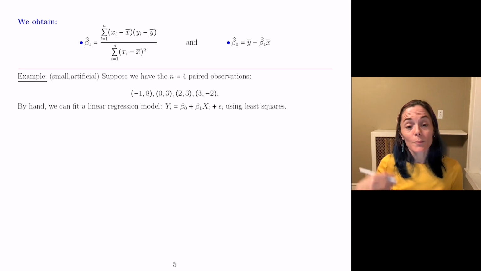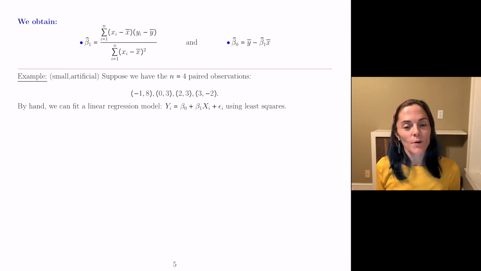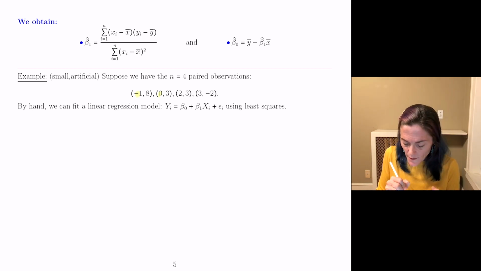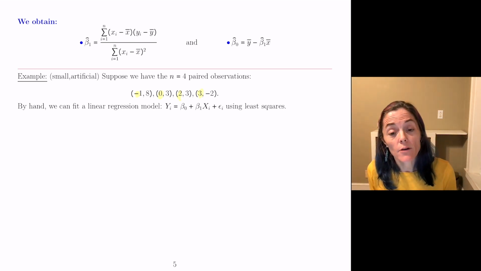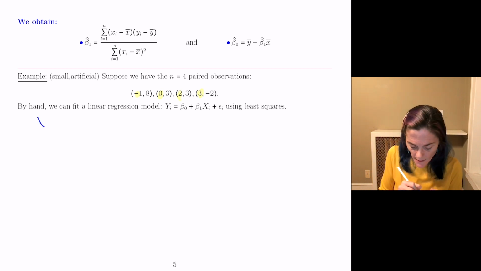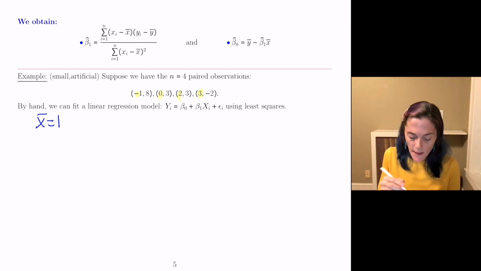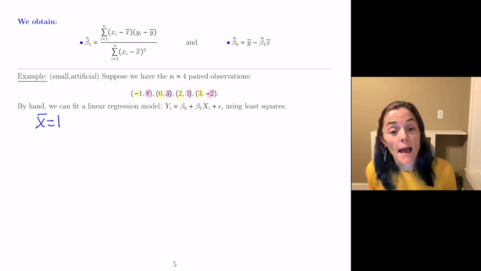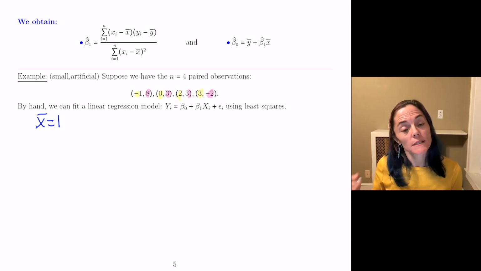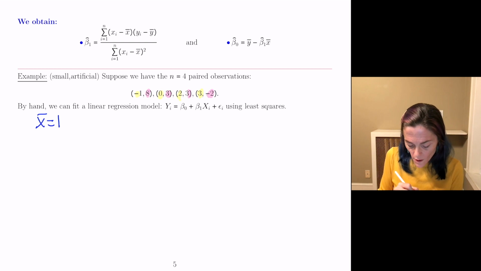So I'd like to, by hand, do a very small artificial example, and we can make some sense of the calculations before we move forward. We have n equals 4 paired observations. Here are the x's. So let's add this up. What do we get? 4 over 4. We can see x bar is 1. And then the y's, 8, 3, 3, minus 2. Add these up, we get 14 minus 2, which is 12, divided by 4. So y bar is 3.